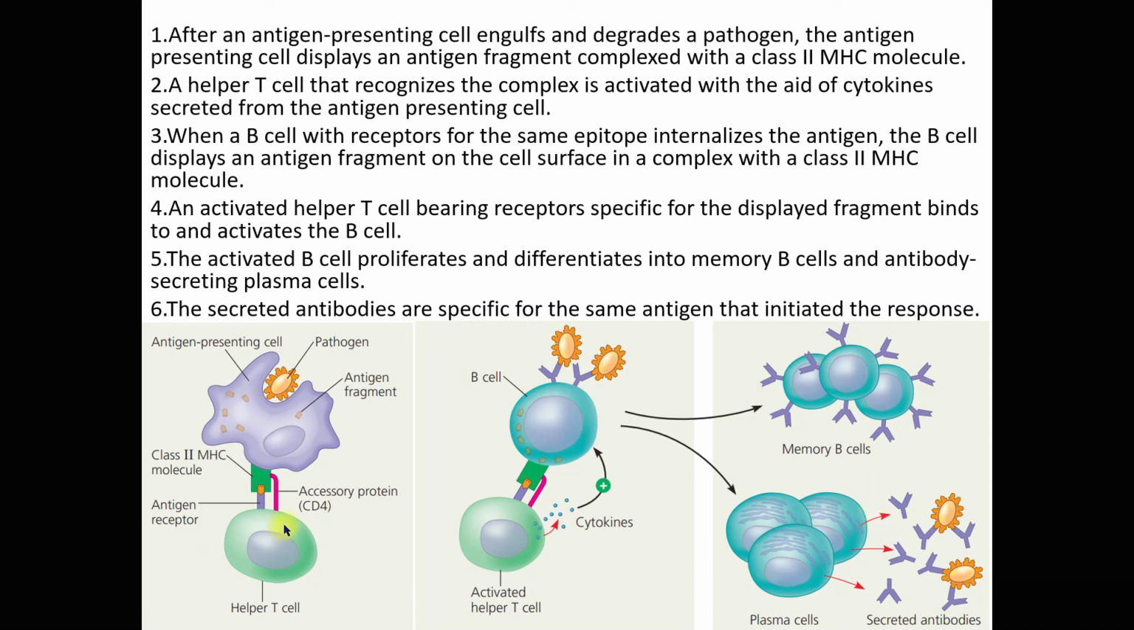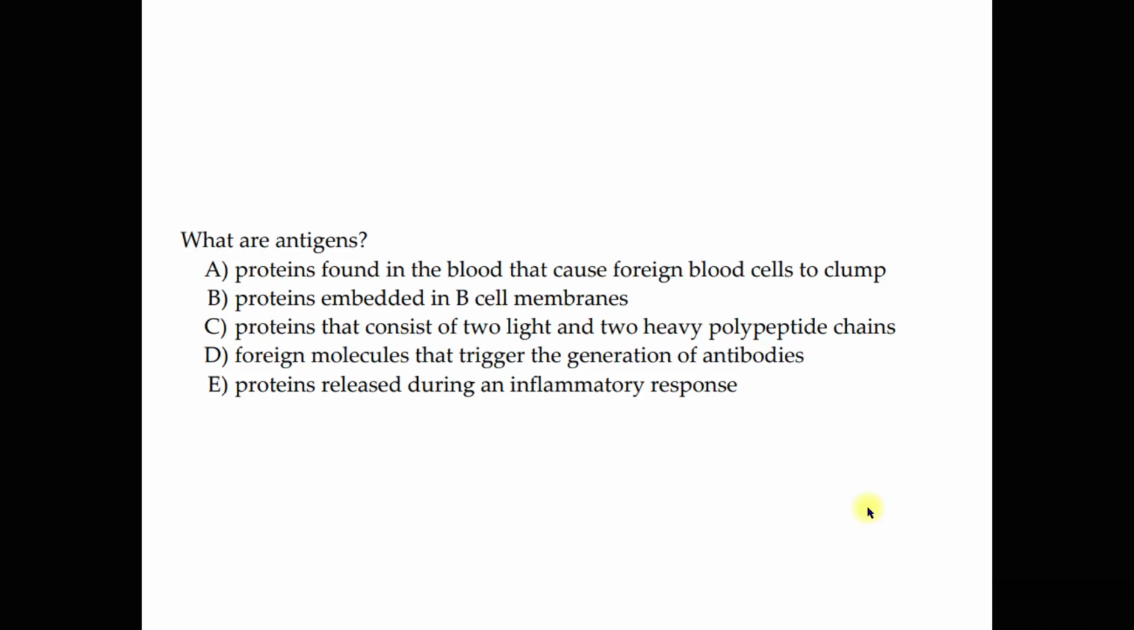Okay, for example, if the APC, this macrophage, engulfs E. coli, the B cell must also bind with the E. coli antigen. Okay, and then the antibodies secreted by the plasma cells are specific to destroy the E. coli. Okay. All right, so that's it for today.